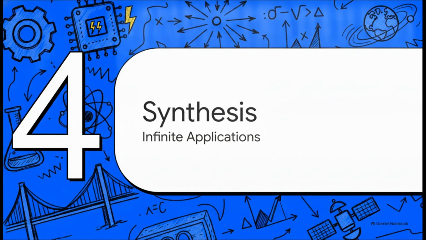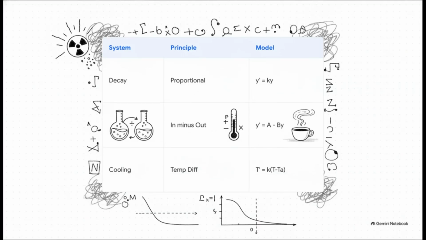Section 4. Synthesis. One mathematics, infinite applications. When we pull back and synthesize everything we've just looked at, we uncover the structural mathematical DNA of the universe. Look at it. Radioactive decay relies on a rate proportional to the amount. Fluid mixing relies on rate in minus rate out. Newton's cooling relies on a rate proportional to a temperature delta. Yet they all boil down to integrating dy over y against a constant dt.